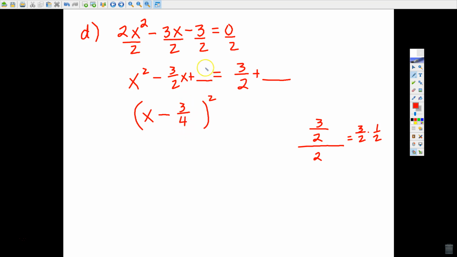Okay, now remember how we get this number in the blank? We came up with 3/4 or negative 3/4, however you want to think of it, and now let's square that. If you square a fraction, you basically square both parts, the numerator and the denominator. So this is going to be 9/16.